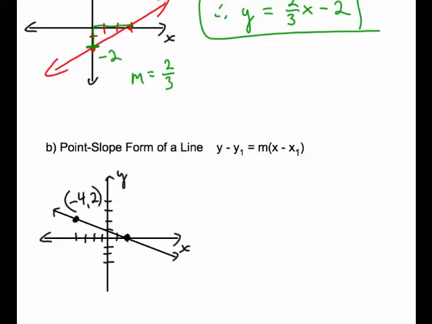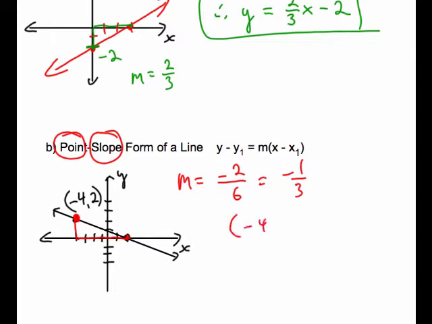The other major way to calculate the equation of a line is point-slope, and I use this if I have a point on the graph, any point, and the slope. So if I look at this graph, again I'm going to calculate the slope just by counting. I'll move from this point to this point. I have to go down 2, so my rise is -2, and my run is 6, so my slope is -1/3. I also know that the graph passes through the point -4, 2.